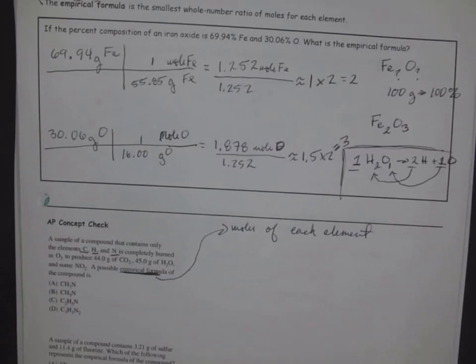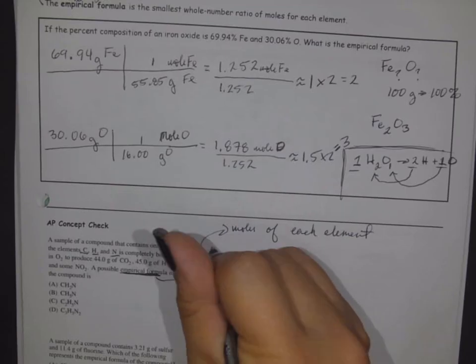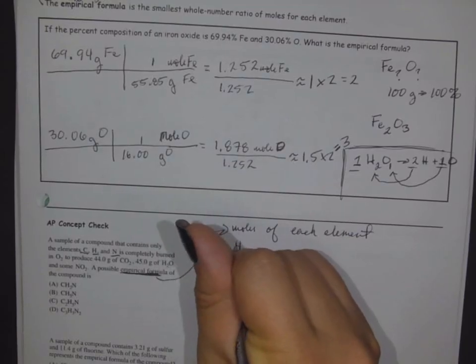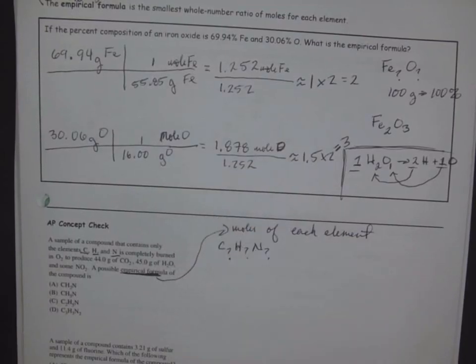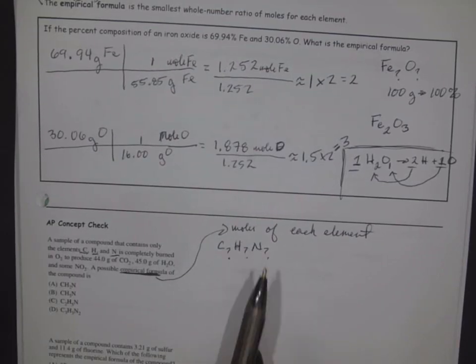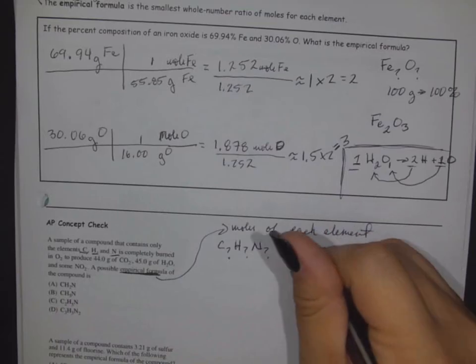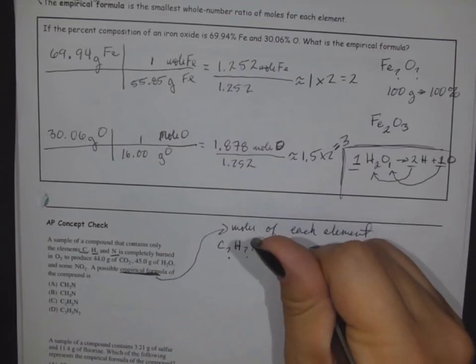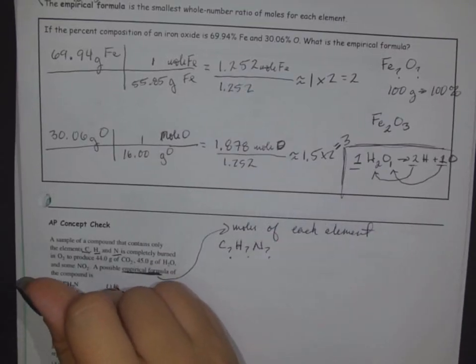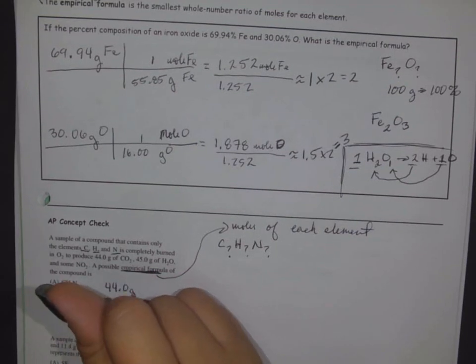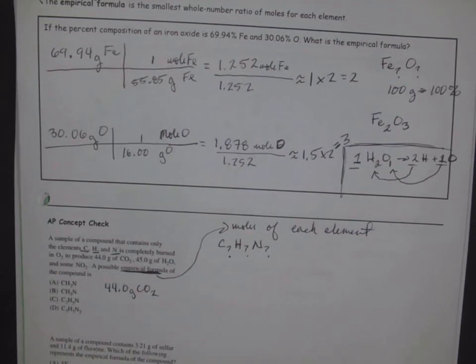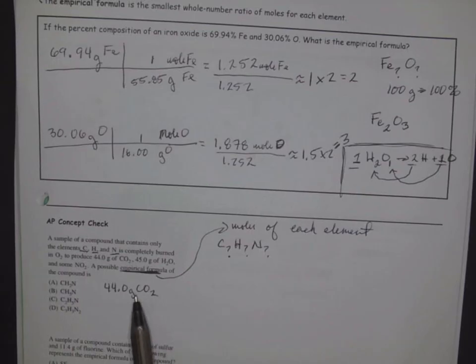So, a sample of a compound that contains only the elements carbon, hydrogen, and nitrogen is completely burned in O2. But see how oxygen's not part of this compound, but it was burned in O2, to produce 44 grams of CO2. All right, so let's do this first one here. I have 44 grams of CO2. Now, I don't want to have grams of CO2.